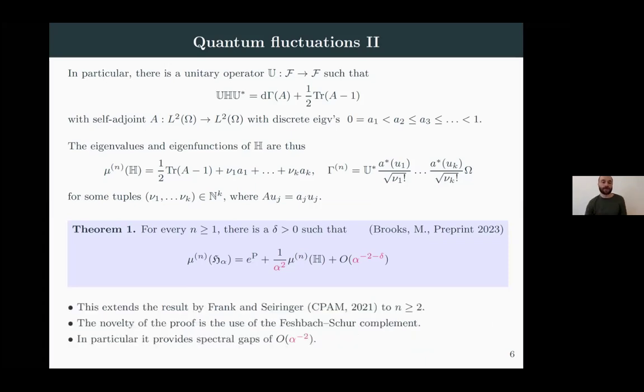And as already said, this extends the first result by Frank and Seiringer to other eigenvalues than the ground state energy. And the conceptual novelty of the proof was really to use this block diagonalization and the Feshbach-Schur complement to study the quantum fluctuations around the classical field. And note in particular that the statement provides quantitative control over the spectral gaps between these eigenvalues. And this will be important for the proofs of the next two theorems, where we discuss higher order contributions to these first two terms in the expansion.